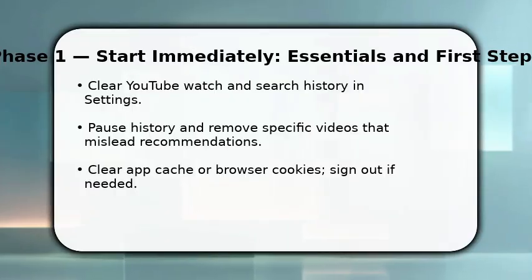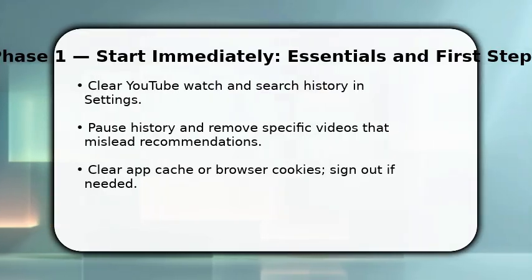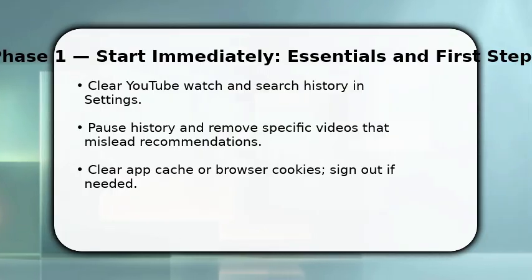You begin by removing the traces that teach the algorithm what you don't want. Open YouTube settings, clear watch and search history, and delete a few offending videos now. Once done, pause history so new mistakes won't reinforce bad suggestions.